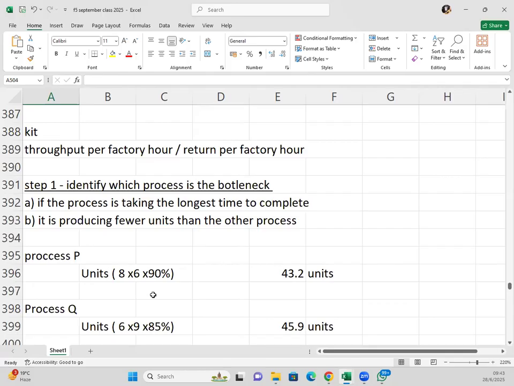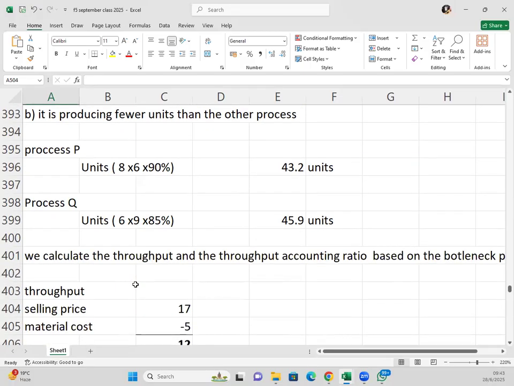The first thing, you identify the bottleneck. After you've identified the bottleneck, you find the best way of maximizing the benefit from that bottleneck. If you are finding the best way to maximize the benefit from the bottleneck, this is where you are calculating the throughput accounting ratio. If the throughput accounting ratio is greater than 1, it means we are maximizing the use of the bottleneck.